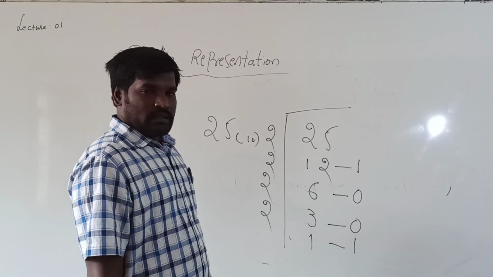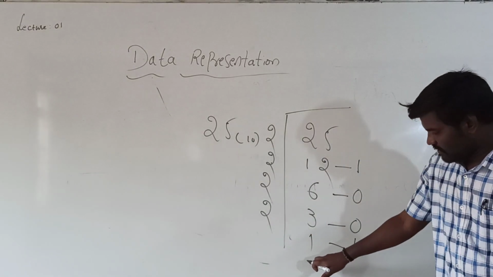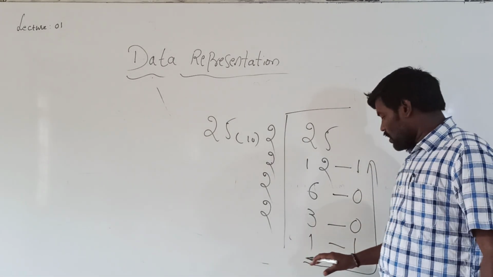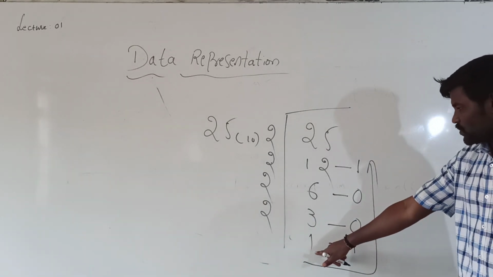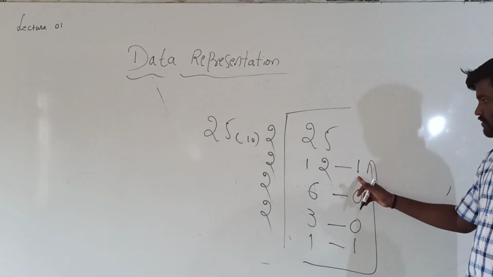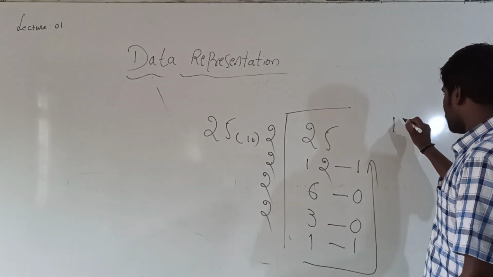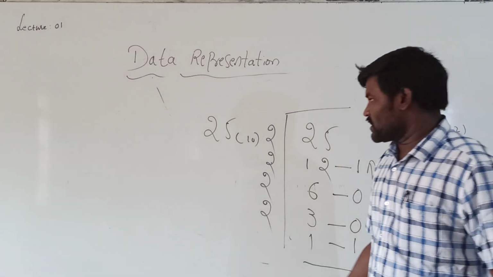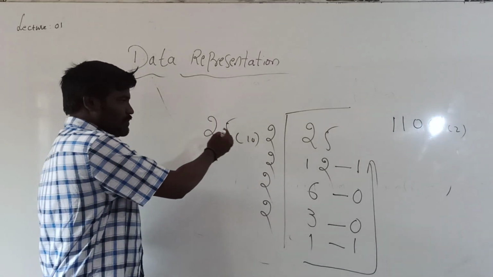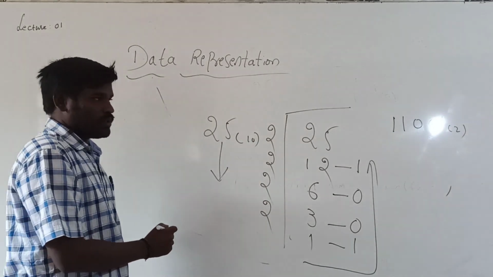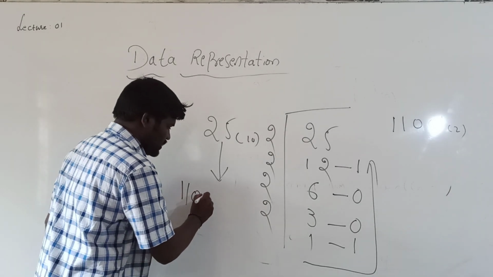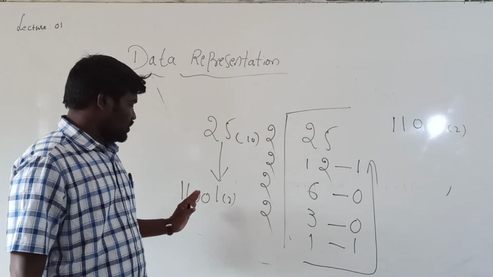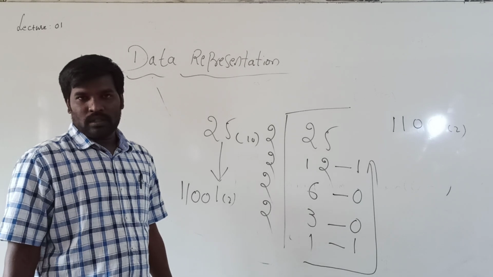Okay, the answer is in the reverse order. In the reverse order we have to represent all the values from the last remainder to the first remainder. Okay, 1 1 0 0 1 to the base 2. So here 25 to the base 10 is equivalent, in binary, to 1 1 0 0 1 to the base of 2.